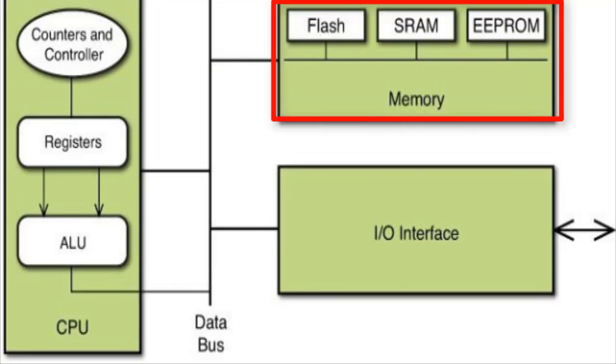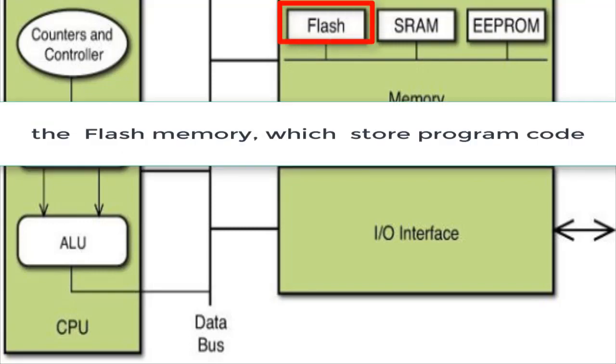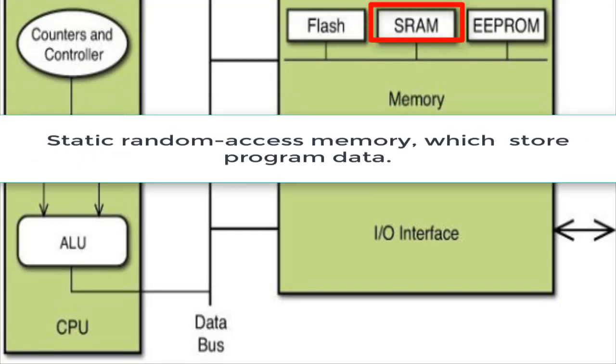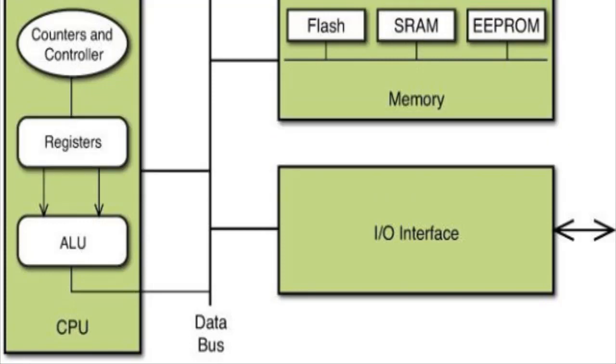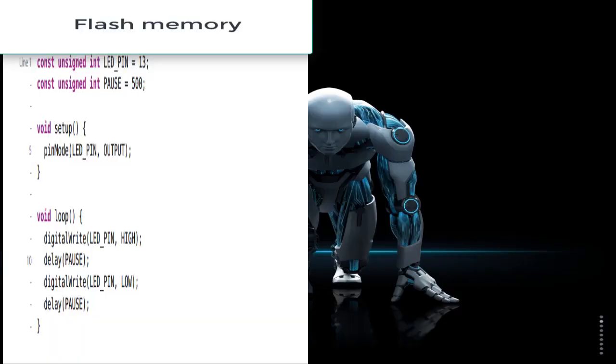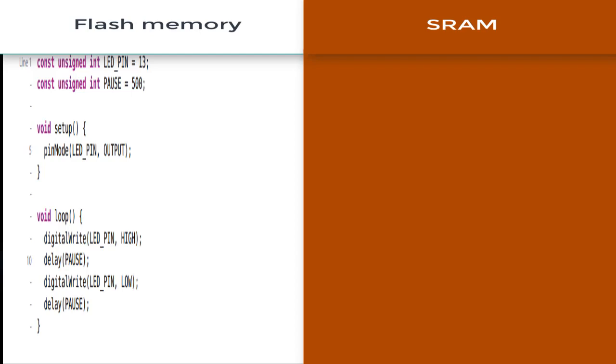The memory. The Atmel ATmega microcontroller family uses the Harvard architecture for computers. This model separates the computer memory into two components. One is the flash memory, which stores program code, and the other is static random access memory, which stores program data. The flash memory retains data after power is removed from the microcontroller, and the program runs immediately when power is turned on. But static random access memory clears the data when power is reset.